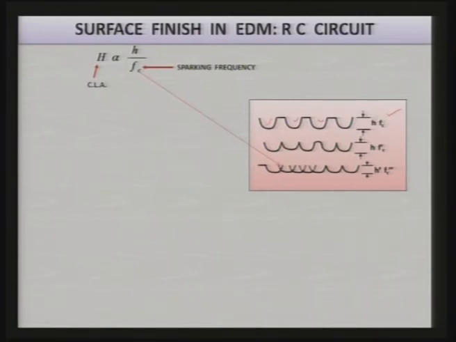h is the depth of the crater and F_c is the frequency of charging. If the frequency of charging changes, you can get this particular type of crater formation and they will be close to each other. Quite possibly, at different frequency or due to the movement of the workpiece in x and y direction, you will get overlapping craters.